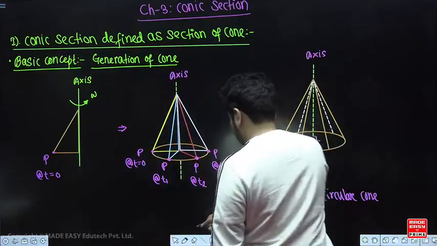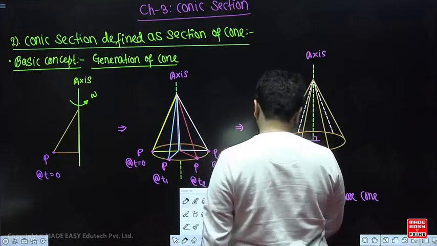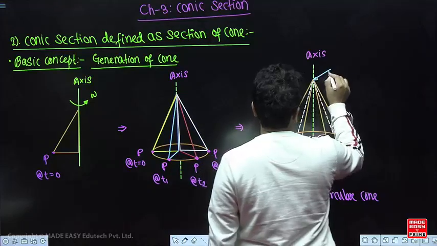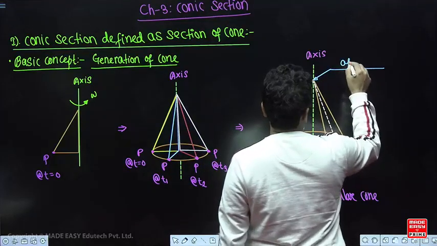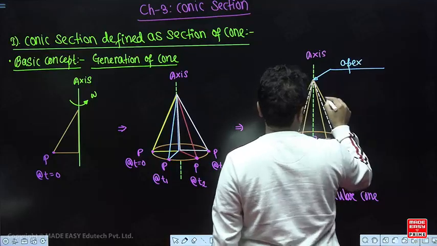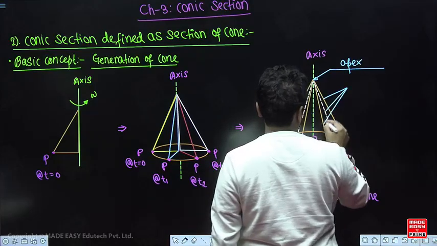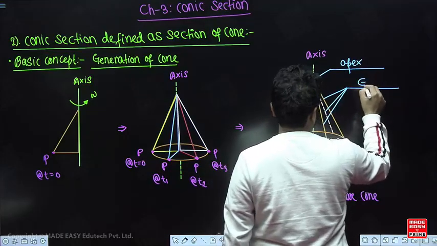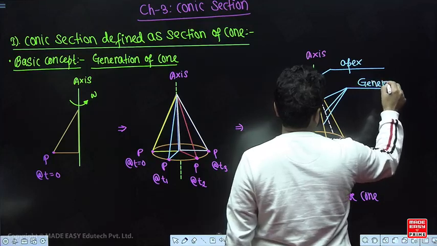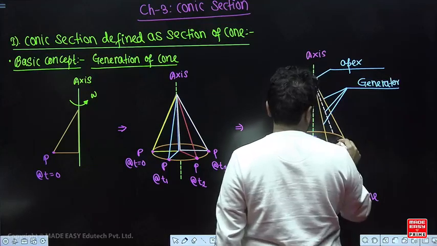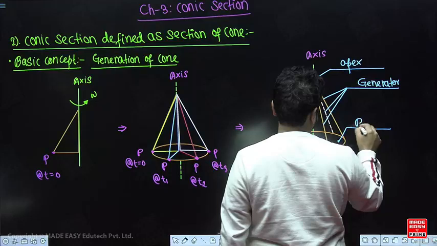So this is the axis. Now there are a few names. This is called the apex. These lines are called generators. And this one is called the base.